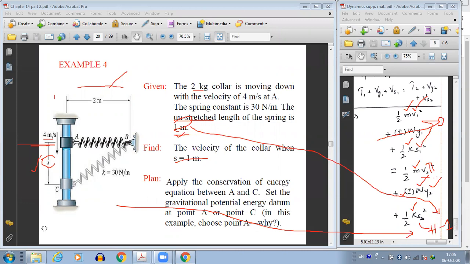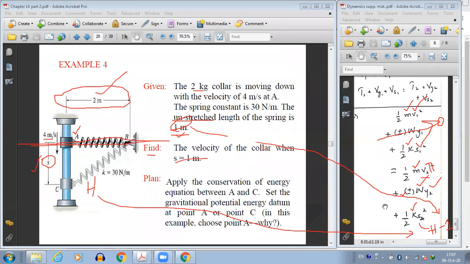When S is equal to 1 meter, does this mean when it reaches point C? You see here, this is one of the things I discussed before as well. You need to be very clear. Yes, when S is equal to 1 meter, that means it has reached point C. But remember, this S is a distance, and it is not the same as S1 or S2. The book uses the same variable for the distance and for the stretch, so you get confused.